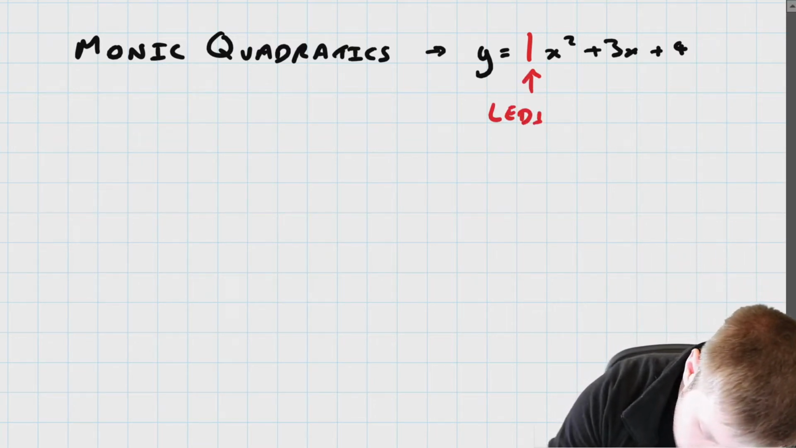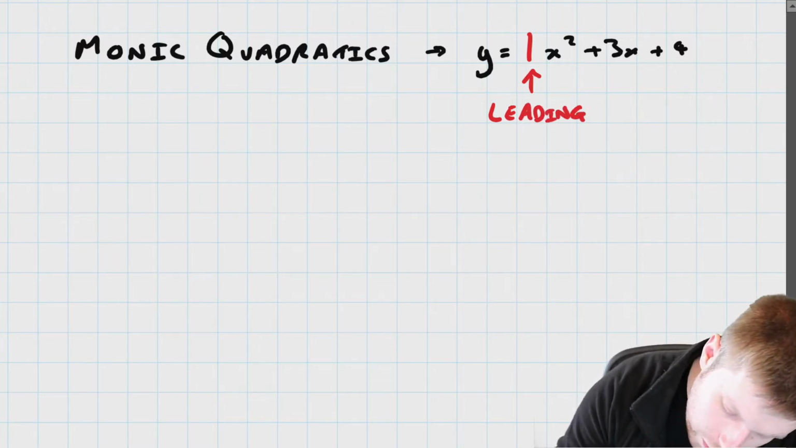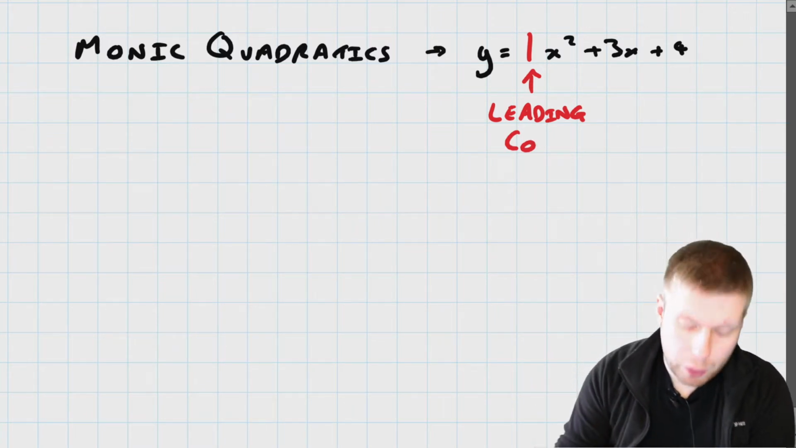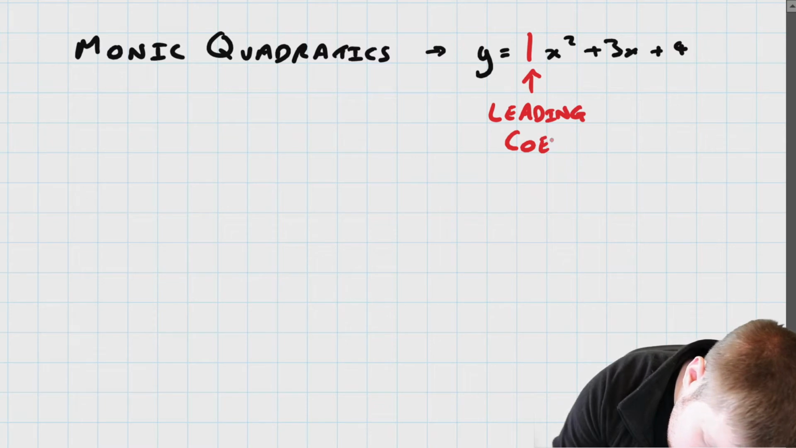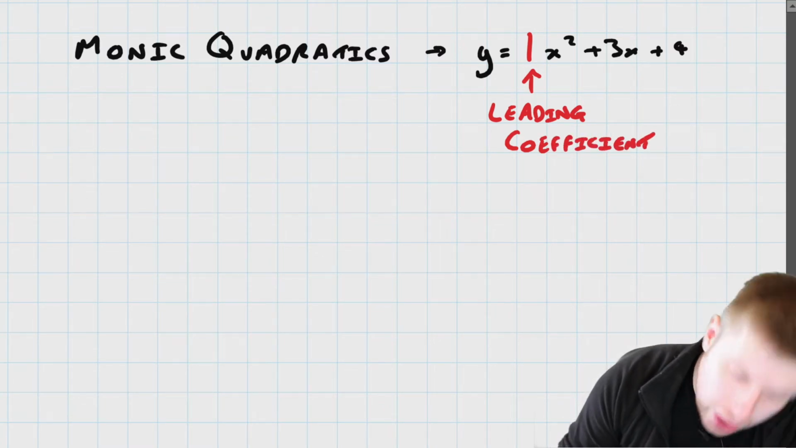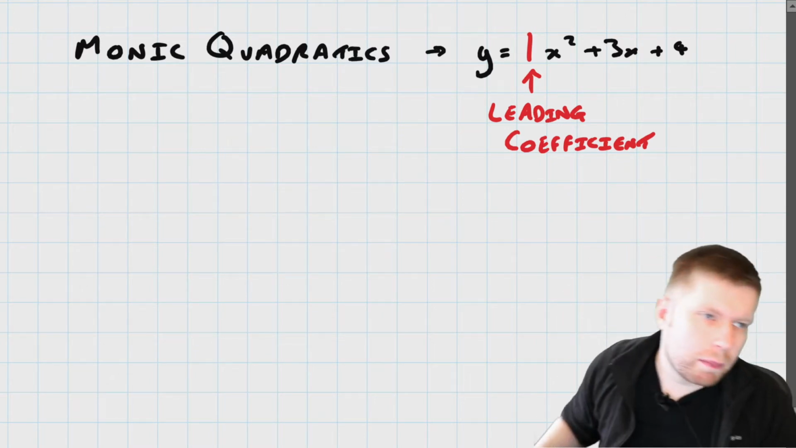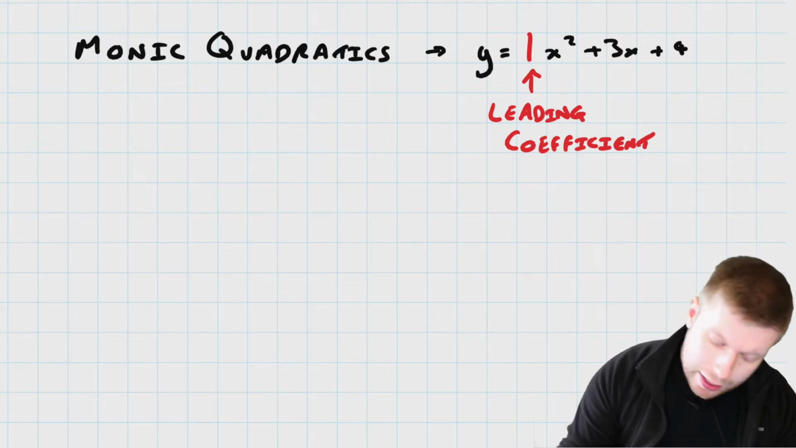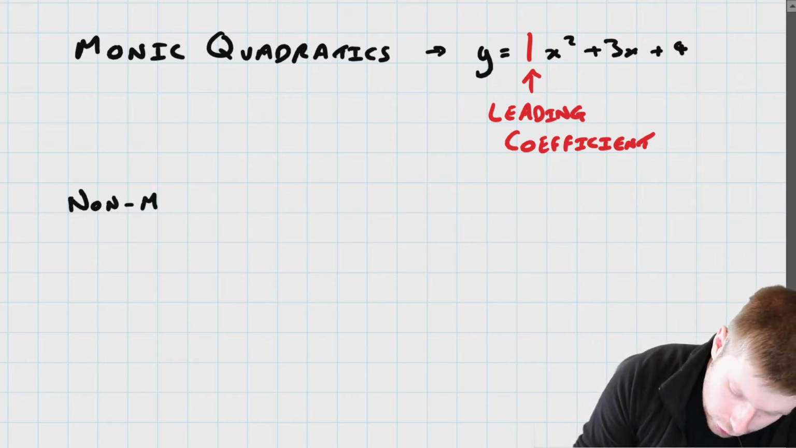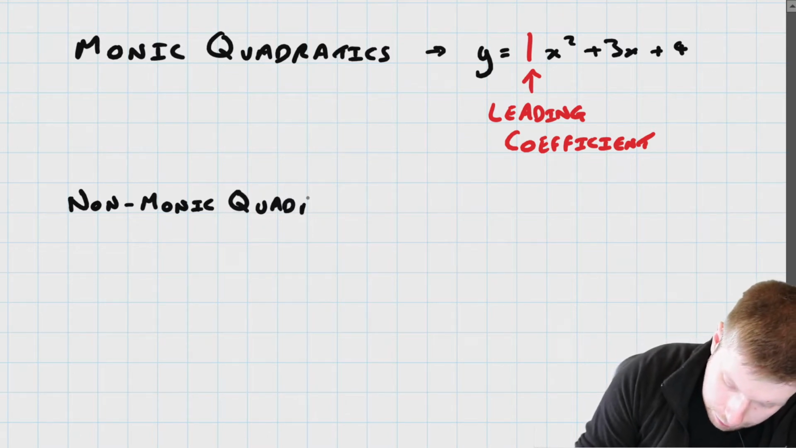So coefficient, remember, is the number that we multiply by the value of x, the unknown, the variable, okay? So that's the coefficient, and it's leading because it's the one at the front. It's the one attached to the highest power of the term. So in other words, the degree term, okay? So in this case, the x squared. Now, what happens if we have a non-monic quadratic?